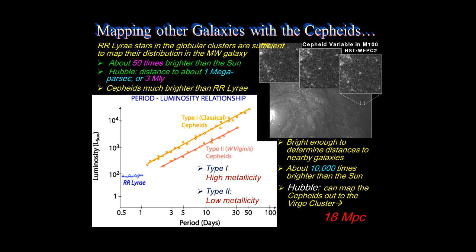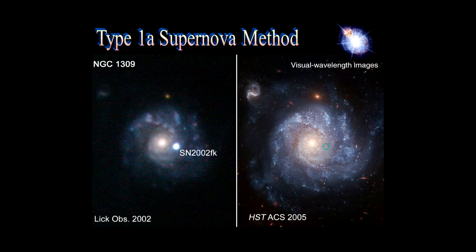And even using Hubble, we can get out to just about the Virgo cluster, about 18 megaparsecs. So we're really starting to extend our reach with a particular object where we know its intrinsic brightness. We can measure its apparent brightness and get the distance. The next rung on the distance ladder is perhaps the most important step to discover very distant objects. So let's see how this works.